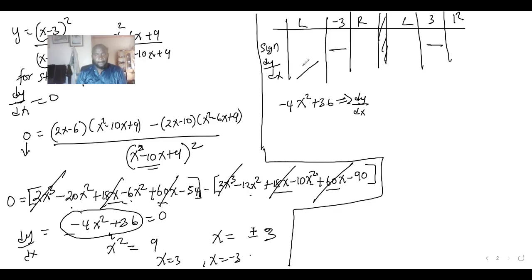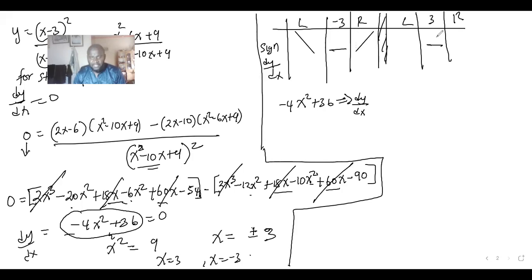Negative 4. When you put a value to the left of negative 3, yes, negative 4, you're right. Negative 4 squared gives us 16. 16 times 4, you get negative 64. Negative 64 plus 36, you get a negative. So a negative gradient faces this way. Then negative 2 will give us a positive gradient, which has gone up, because negative 2 is on the right of negative 3.